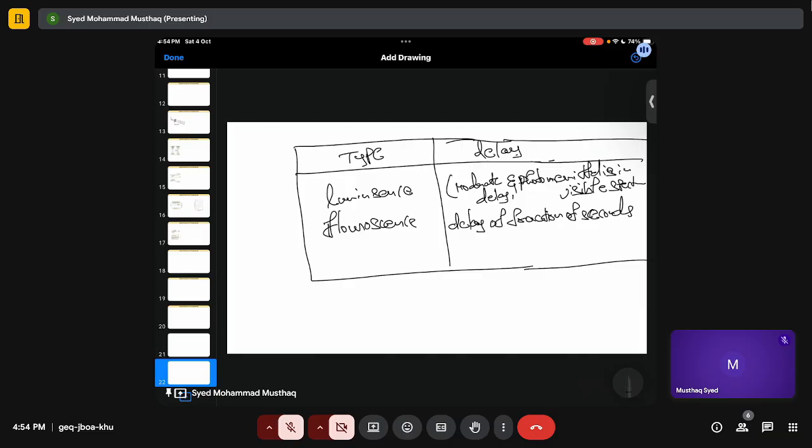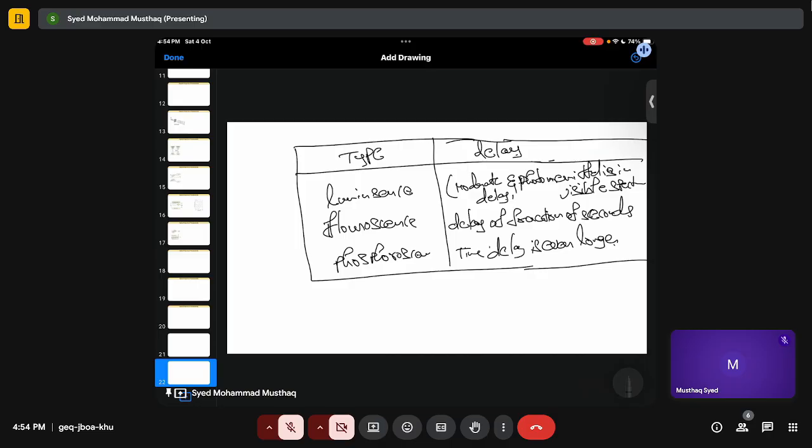When the time delay is even longer, that is called phosphorescence. We have seen phosphor screens in cameras, the old cameras used phosphor screens. Even in some cases like electron beams, phosphor screens are used, where the delay is so large.